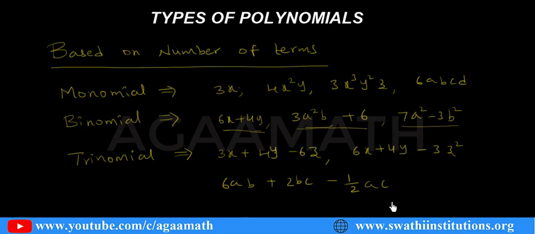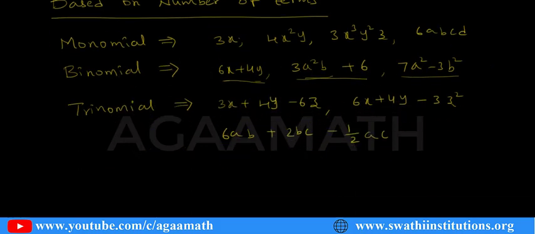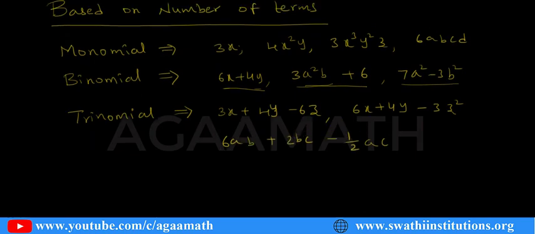Clear? So based on the number of terms, if a polynomial consists of only one term, it is called monomial. If the polynomial has two terms, it is said to be binomial. If a polynomial consists of three terms, it is said to be trinomial. Then if a polynomial has more than three terms, what is it called? Anybody can guess? Very simple. It is multinomial. Multi means many. So multinomial means having more than three terms.